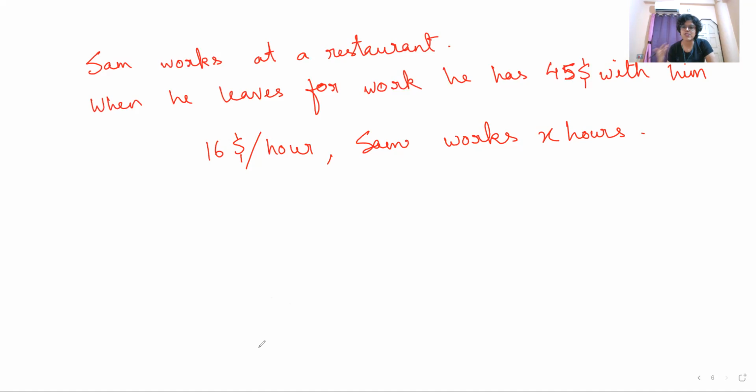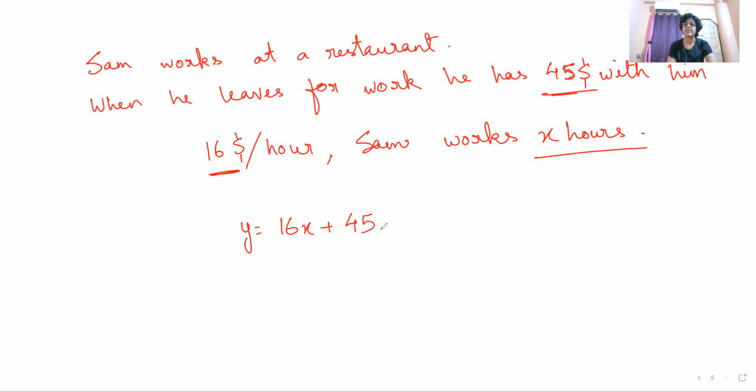Now, our goal here is to express Y in terms of all the information that's given to us, right? So Y should be equal to, firstly, he works for X hours, and for each hour, he gets $16. So the money he earns during his work is $16 times X, which is 16X. That is not all, because we're talking about the total money he would have with him after his work shift is over. So we have to add the additional $45 he had with him when he left home.